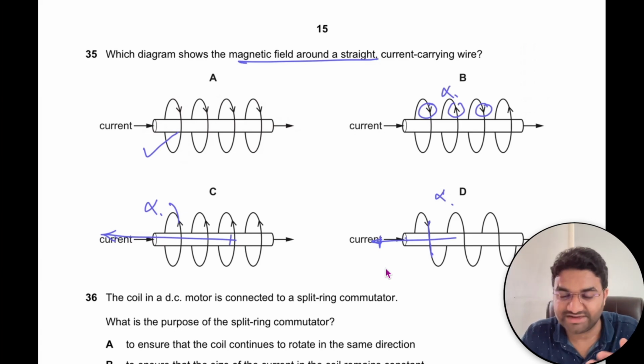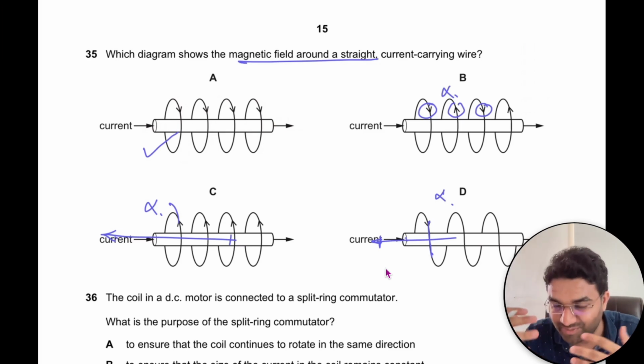And the current directions are there. Left hand thumb rule, right hand thumb rule. You have to understand and be able to apply them to identify the direction.